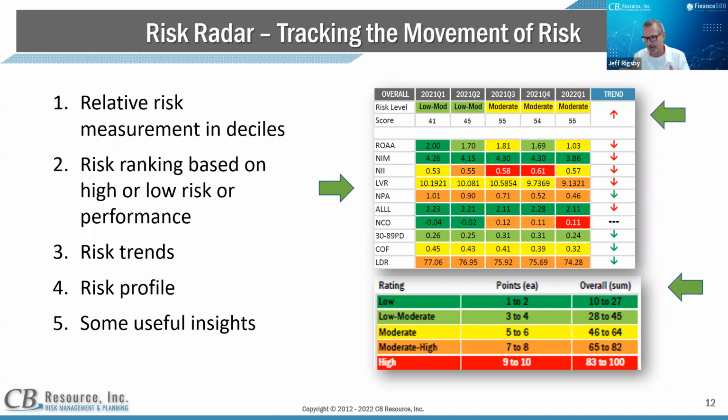Moderate puts you right in the middle. Moderate high puts you out there towards the 65 to 82 percentile, and high is in that 83 to 100. So to take that high consideration, in this example, when we look at net charge-offs, you can see this bank is kind of systematically moving through weakening in its net charge-offs.